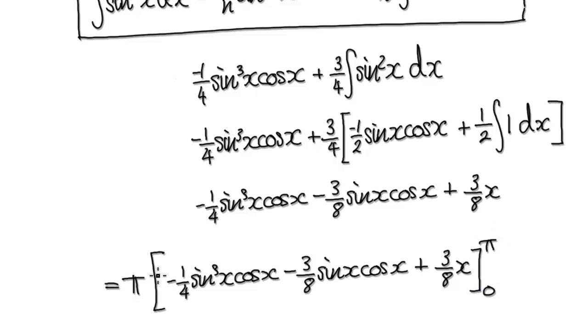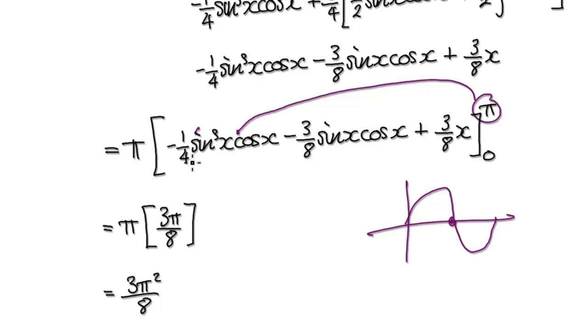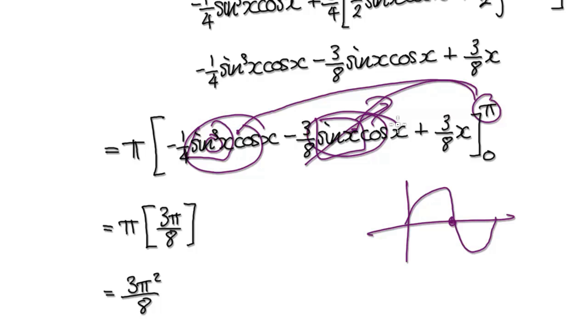Now it's just a matter of evaluating this. You put pi into here, and into here, and into here. Remember, sine of pi is 0. So when you put this into here, this block would become 0, so the whole thing would be 0. When you put pi into here, sine of pi would be 0, so this whole thing here would disappear.